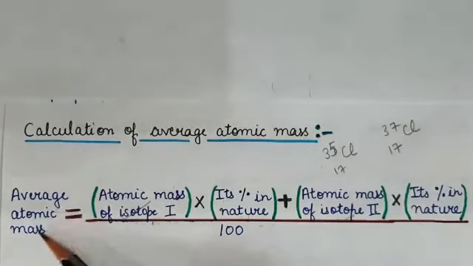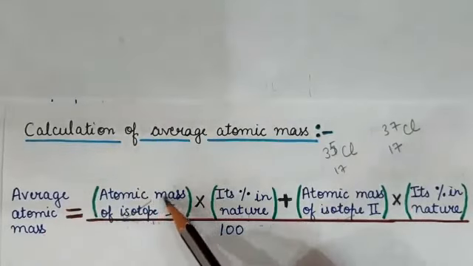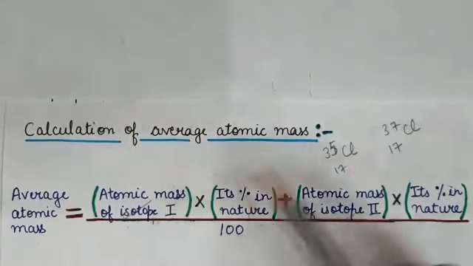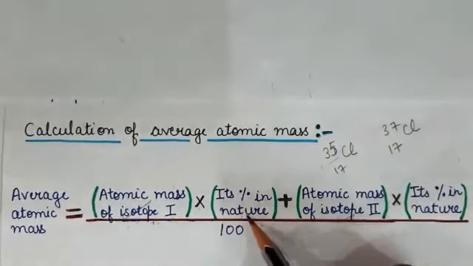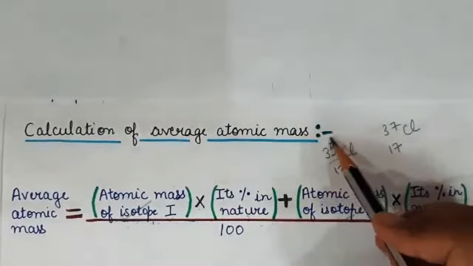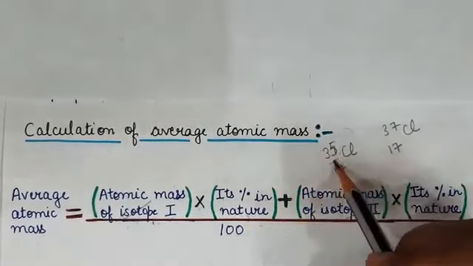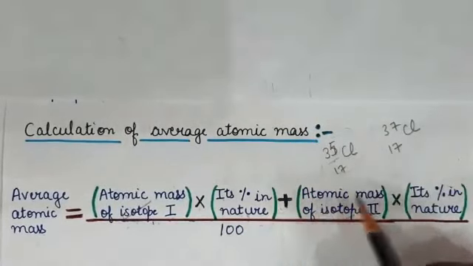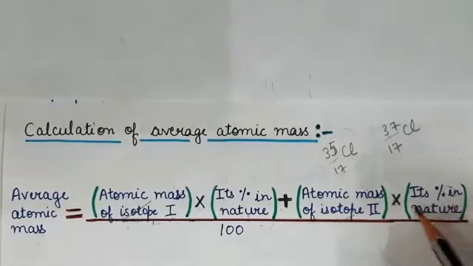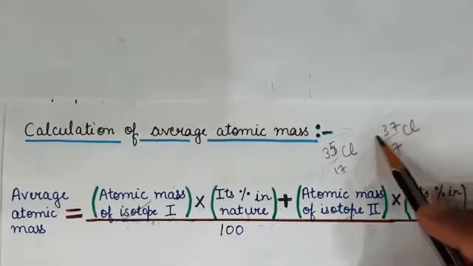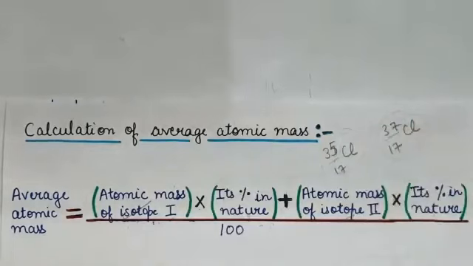Average atomic mass is equal to the atomic mass of isotope 1, that is 35, multiplied by its percentage in nature, which will be given in the question, plus the atomic mass of isotope 2, that is 37, into its percentage in nature, which will also be given in the question, divided by 100. So this is the formula to calculate average atomic mass.